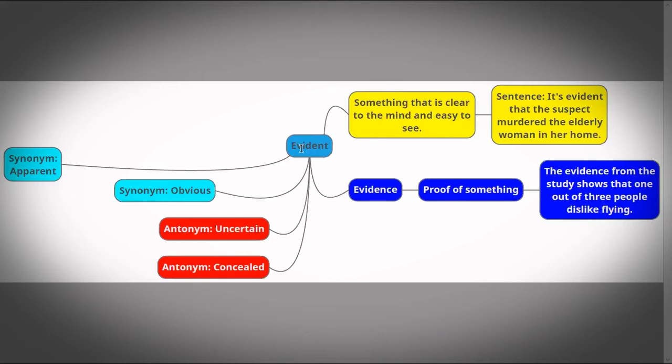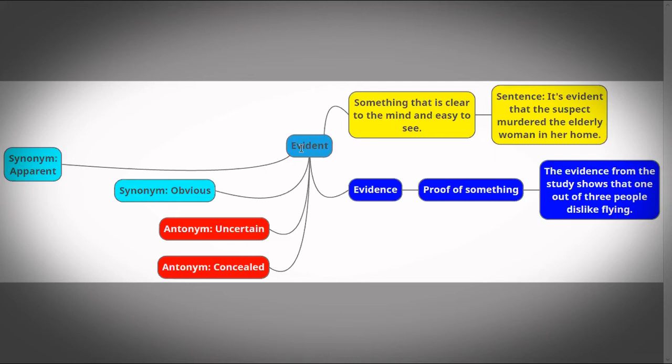In the blue branch, I wrote the word evidence, and evidence is related to evident. They have the same root, evid, E-V-I-D. And then I wrote my definition of the word, proof of something. And then I wrote an example. The evidence from the study shows that 1 out of 3 people dislike flying. And here evidence refers to proof. So there's proof that 1 out of 3 people dislike flying.